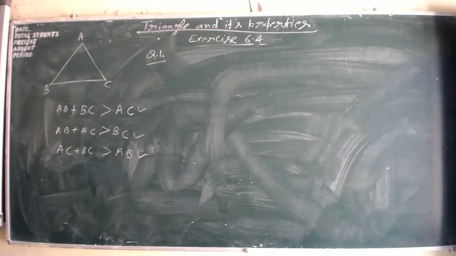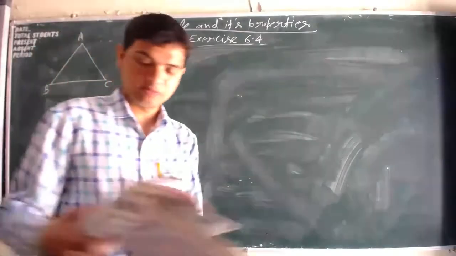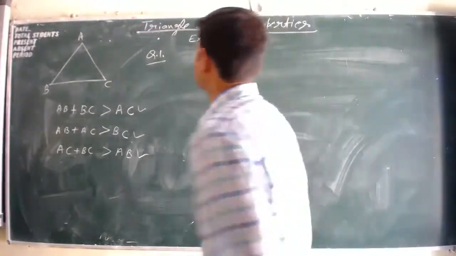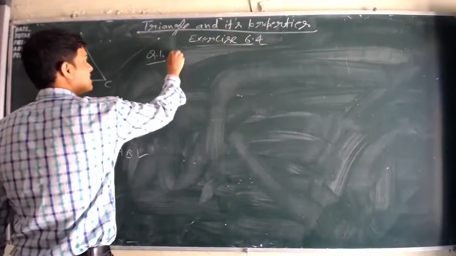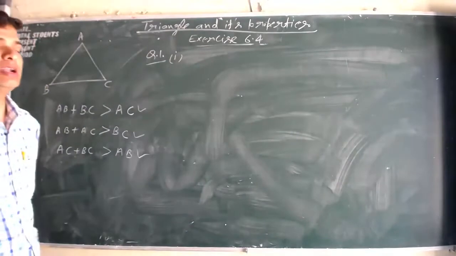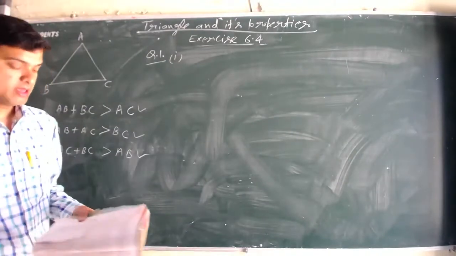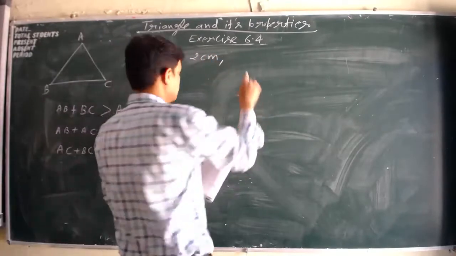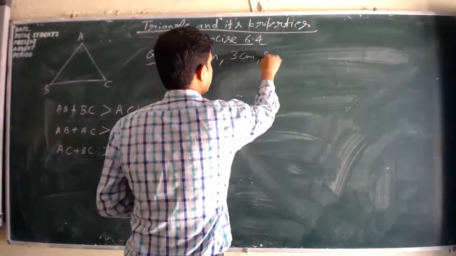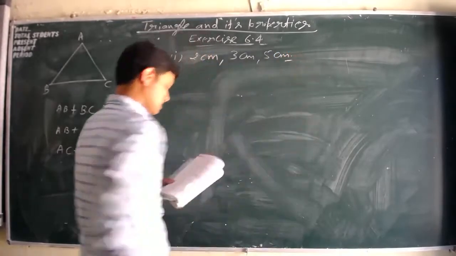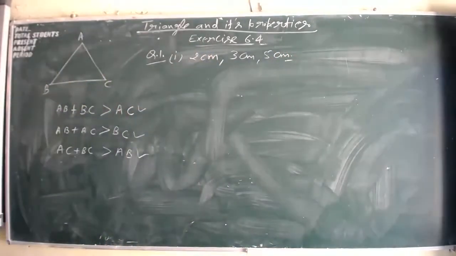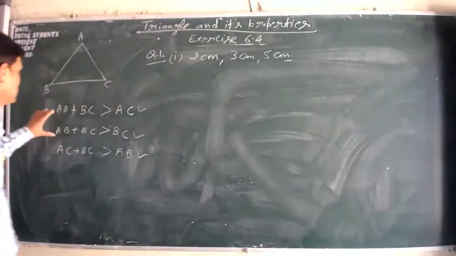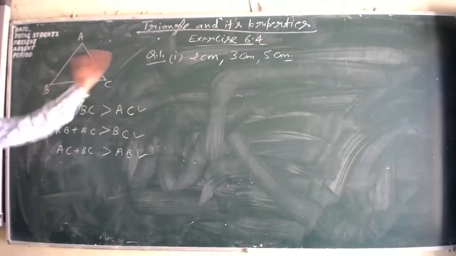ओके, 6.4 में बिल्कुल simple सा है. Is it possible to have a triangle with the following sides? मतलब अब मैं जो sides लिखने वाला हूं, तीन sides, क्या इस measurement की तीन sides का एक triangle possible है या नहीं? तो 2 centimeter पहला part, 3 centimeter and 5 centimeter. Is this triangle possible or not? मतलब इन सभी measurements का एक triangle possible है या नहीं? तो ये वाली situation हम इस पे apply करेंगे.